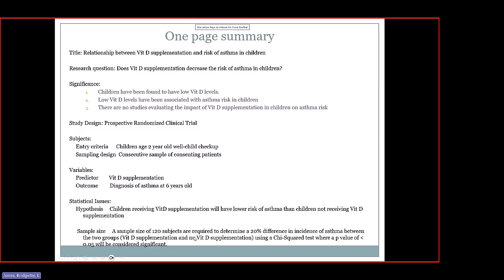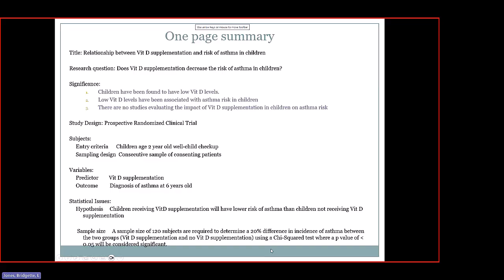So you've worked with your statistician and determined that you will need a sample size of about 120 participants to determine a 20% difference in incidence of asthma. You need to figure out, okay, what's a clinically important difference? A 20% difference in asthma incidence would be a pretty big deal. So that's kind of how you set up your analysis.